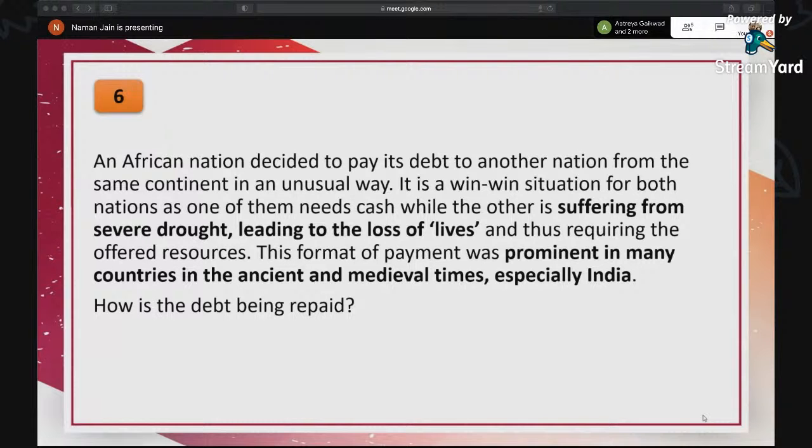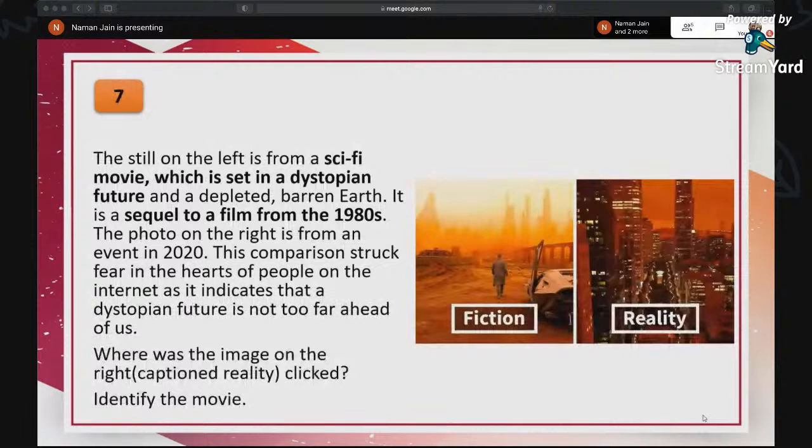Okay, moving to question number 7 now. The still on the left is from a sci-fi movie which is set in a dystopian future and a depleted barren earth. It is a sequel to a film from the 1980s. So the image on the left is a sequel to a film from the 1980s, and the photo on the right is from an event in 2020.